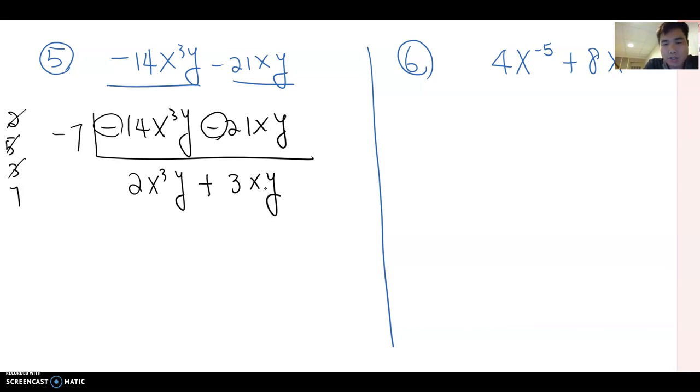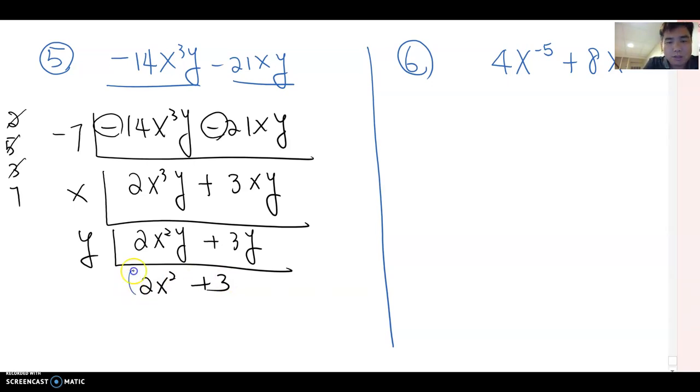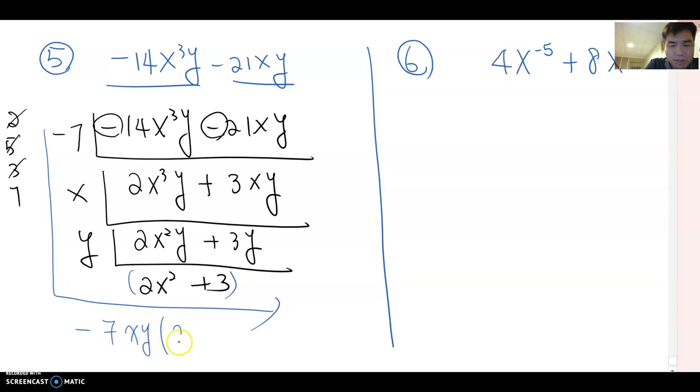So let's move on to the x term here. Now we can factor x, then 2x squared y plus 3y. Now we also see y and y, so factor y, then 2x squared plus 3. So 2x squared plus 3, there's no more common factor, so please cover by the parentheses and make a multiply symbol. Then this becomes negative 7xy times 2x squared plus 3. That will be the complete factoring form of this polynomial.